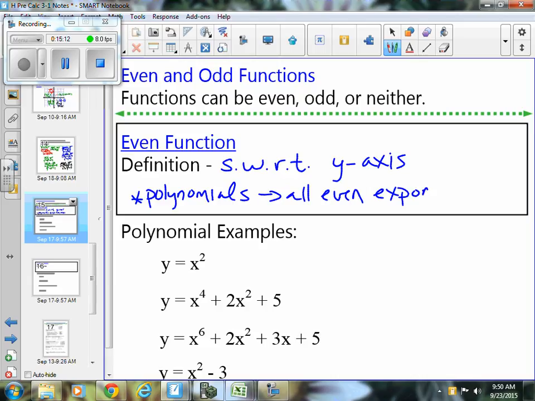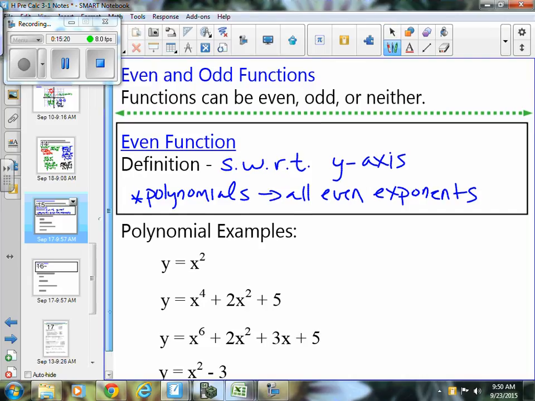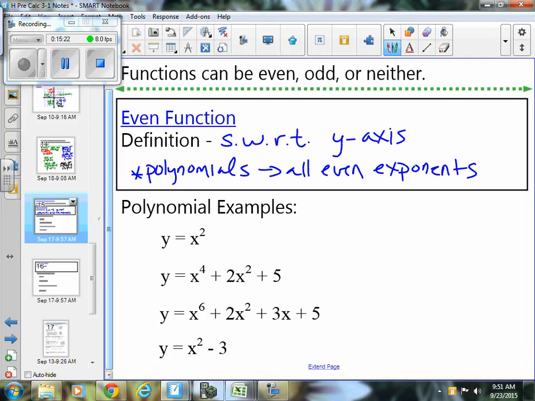Now, there are other graphs that are going to be even that have y-axis symmetry, but most of the graphs that we're dealing with right now are polynomials. So we want to know what that means too, all even exponents. So let's go ahead and look through the list. What I'd like you to do is look for all of these that have all even exponents. Those are going to be the ones that are even. Graph them on your calculator too, so you can look at each one as we talk about it. So pause if you need to and graph it and look at it, and then we'll talk about them.